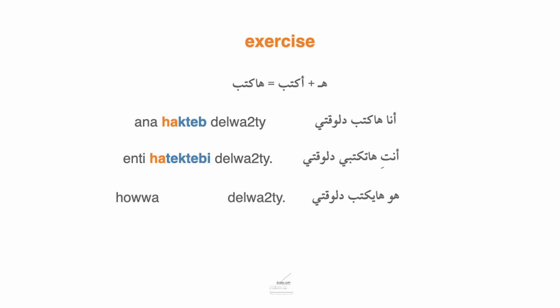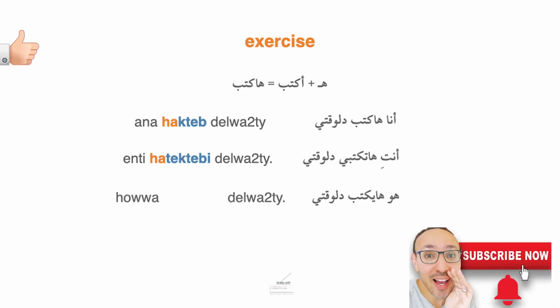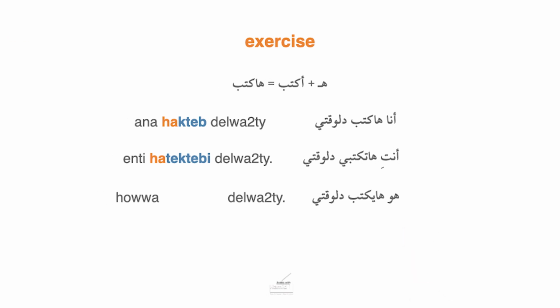Okay, let's move to the third one. When we say هو, he, the simple present is يكتب. هو يكتب دلوقتي. But if we want to say the future, we will add ha, so it becomes هو هيكتب دلوقتي. Exactly. So it's very simple. So it's either أنا هكتب, أنتي هتكتبي, هو هيكتب.